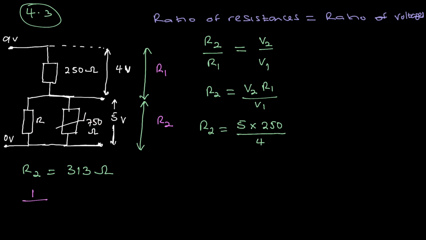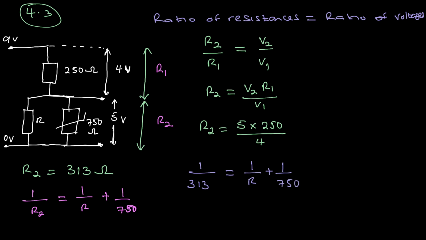Now, because R2 is R and 750 in parallel, we can say 1 over R2, which is the R total, will be equal to 1 over R plus 1 over 750, because R and 750 are in parallel, which gives R2. So now we can write 1 over 313 equals 1 over R plus 1 over 750. So 1 over R will be equal to 1 over 313 minus 1 over 750.